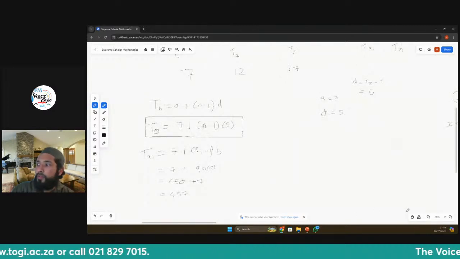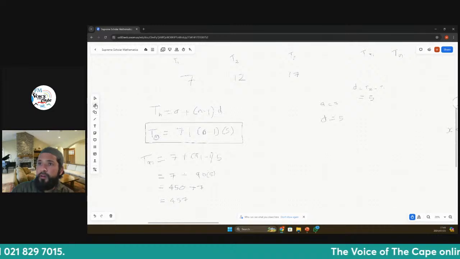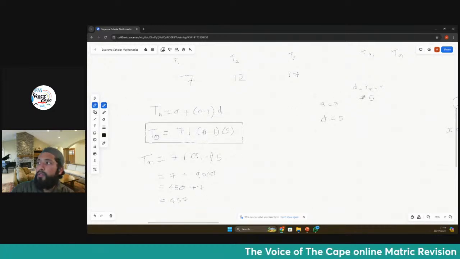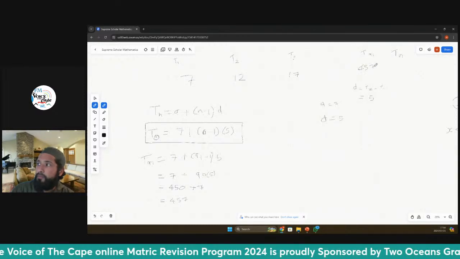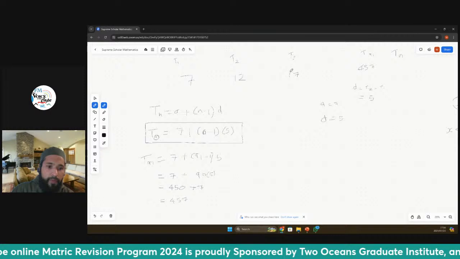Just to remind you again, the value of the 91st term. So this value over here is 457. And likewise, you could calculate any number. You could calculate the 1000th term in this sequence over here.